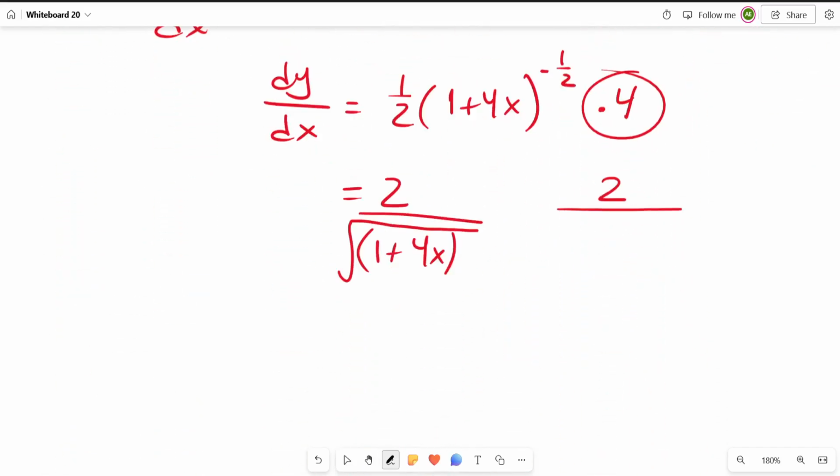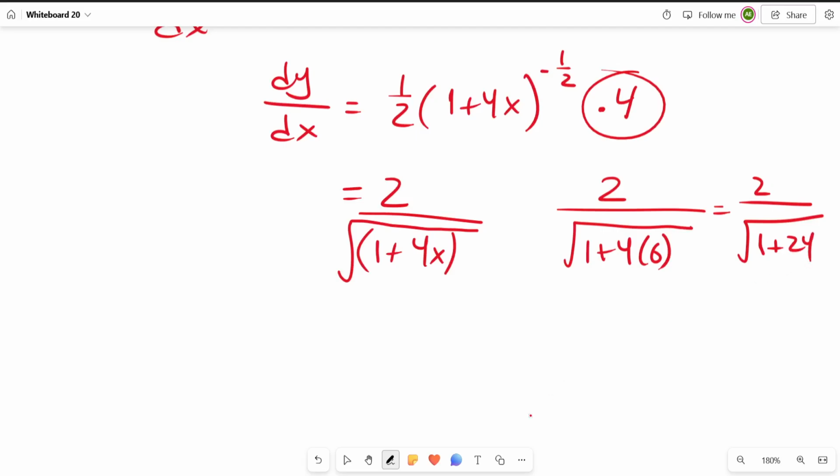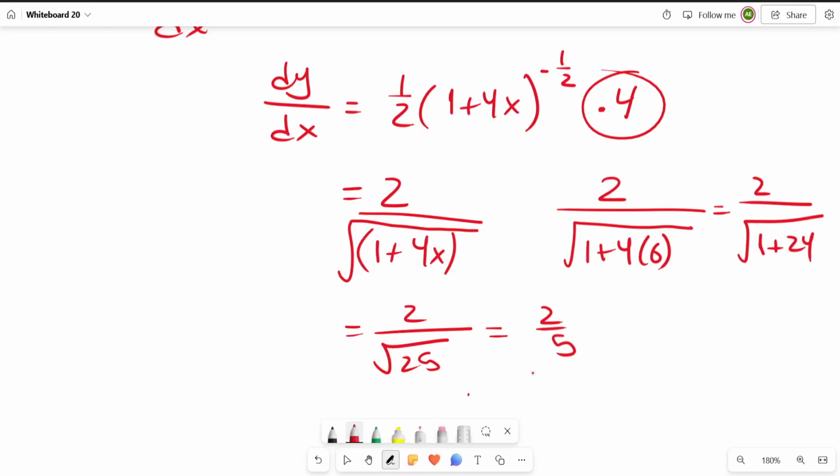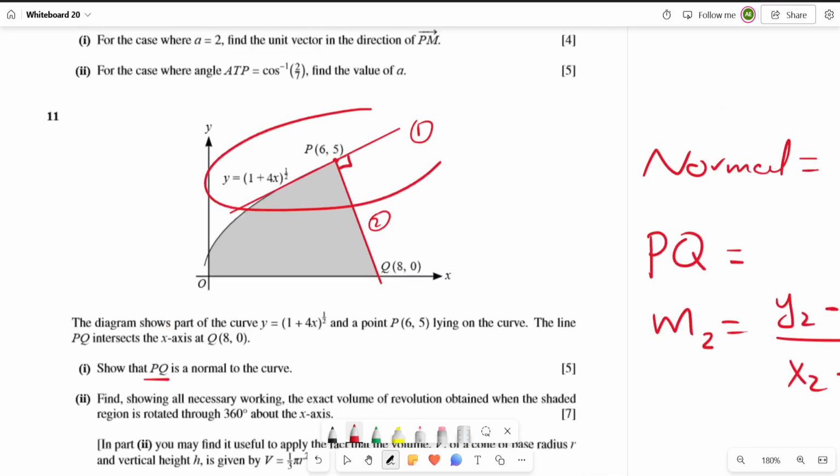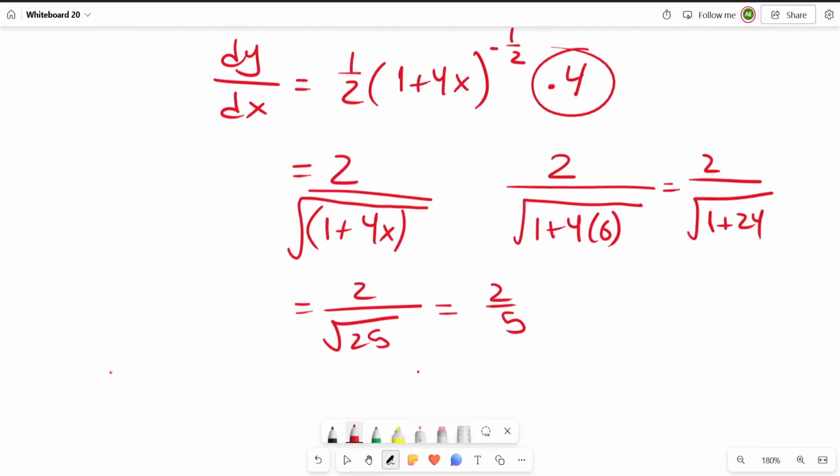So it's going to be 2 over square root of 1 plus 4 times 6. So it's equal to 2 over square root of 1 plus 4 times 6 is 24. And then it's equal to 2 over square root of 25, which is basically 2 over 5. So now what I got is the slope of line 1, so M1, is equal to 2 over 5.